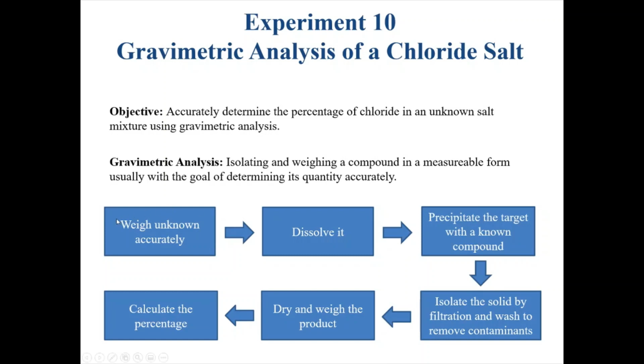So there's a general procedure for this. You have to weigh the unknown accurately, so we have to know how much stuff we start with, and then we're going to dissolve it. So we're going to get it into solution. Then we're going to precipitate the target with a known compound. In this case, our target is the chloride. That's the percentage we're looking for: the percentage of the chloride in the unknown. And we're going to precipitate that target with a known compound of silver. So we're going to isolate the solid silver chloride by filtration and wash to remove contaminants. We're going to then dry and weigh the product and then calculate the percentage.